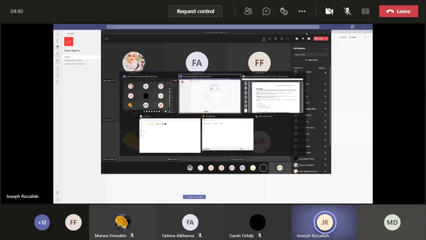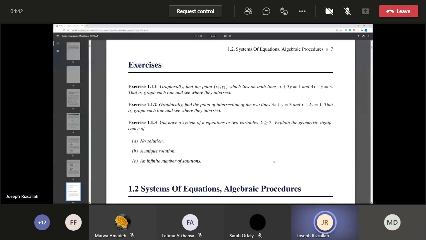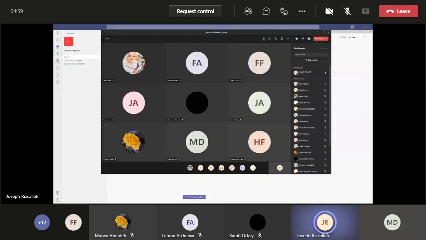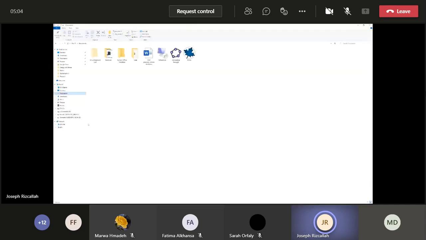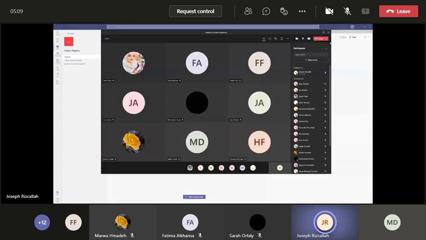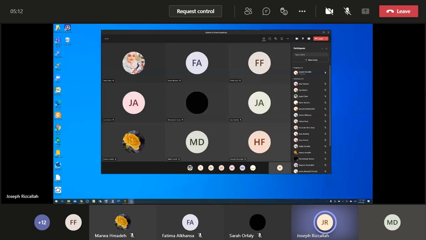Okay, so the first question, let me run GeoGebra. It's to graph these two equations and see whether there is an intersection. And of course, as we remember, the intersection, if it exists, is the solution of these two equations, right? So let's run GeoGebra. Where is GeoGebra? Just a minute. GeoGebra is somewhere here.